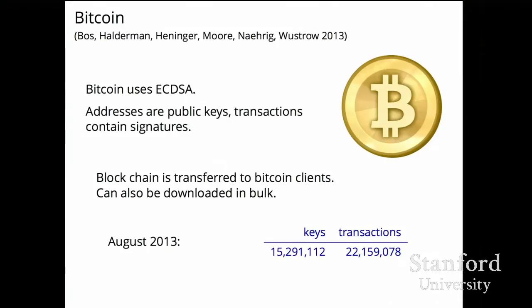Then there's Bitcoin. The Bitcoin blockchain is also a nice source of a lot of cryptographic data because Bitcoin addresses are essentially public keys. Transactions require a signature. And so if you just download the blockchain and scrape it, you get a huge number of public keys and signatures. This data is, again, kind of old. So a couple of years ago, there were 15 million ECDSA public keys in the database and 22 million transactions. I'm sure that's doubled or tripled or multiplied by 10 or something since then.